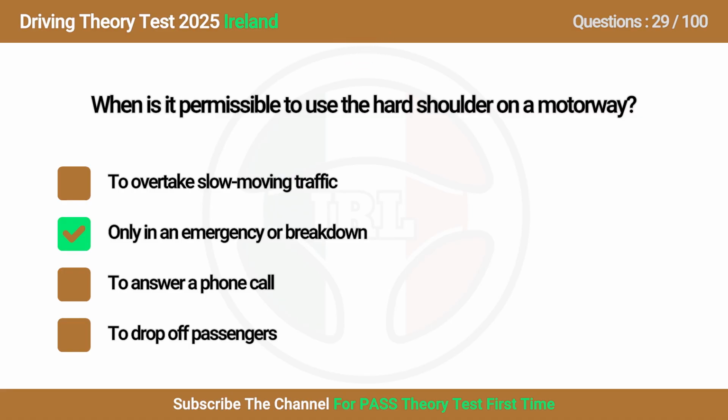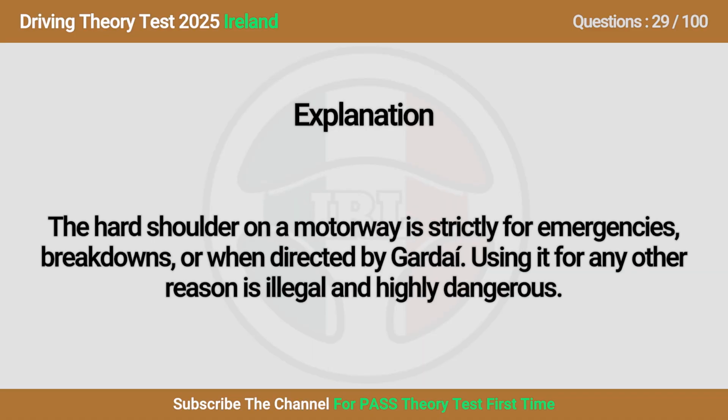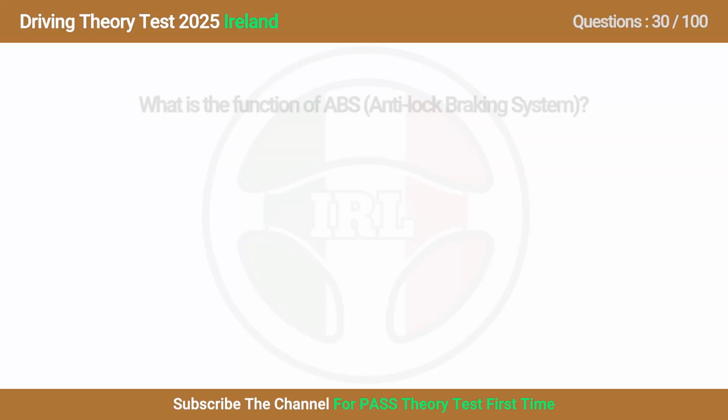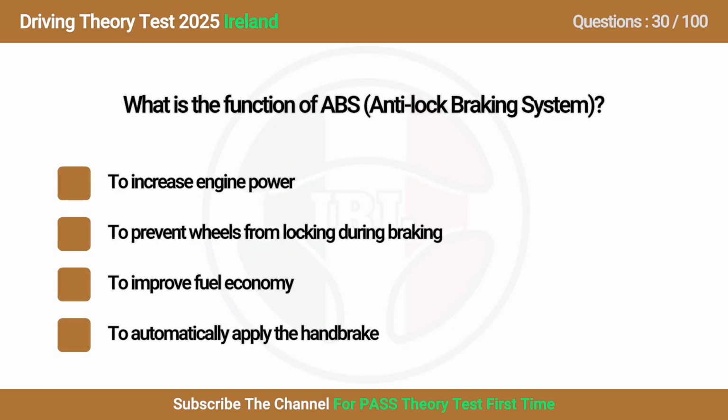Answer is B. Only in an emergency or breakdown. The hard shoulder on a motorway is strictly for breakdowns or when directed by authorities. Using it for any other reason is illegal and highly dangerous. Question 30. What is the function of the ABS braking system? A. To increase engine power. B. To prevent wheels from locking during braking. C. To improve fuel economy. D. To automatically apply the handbrake.